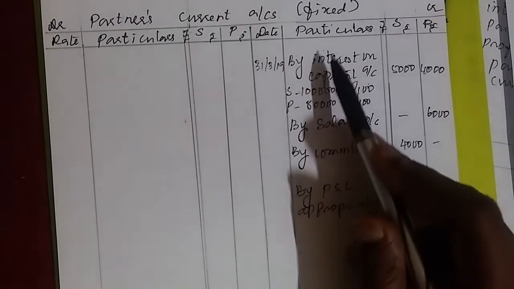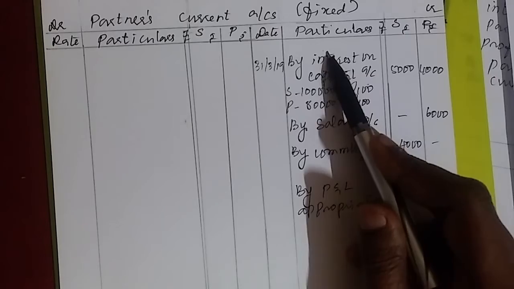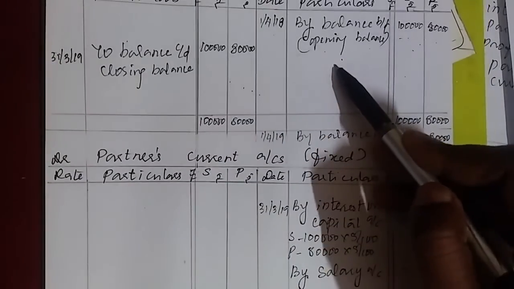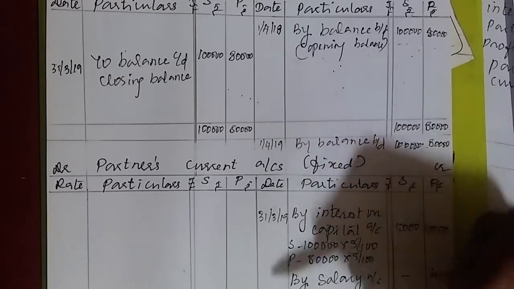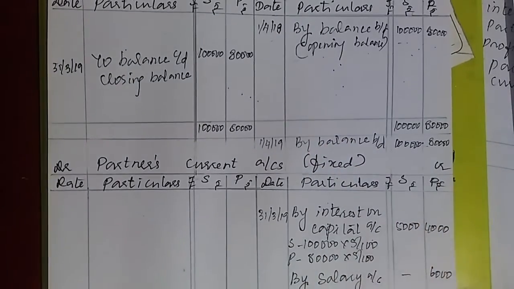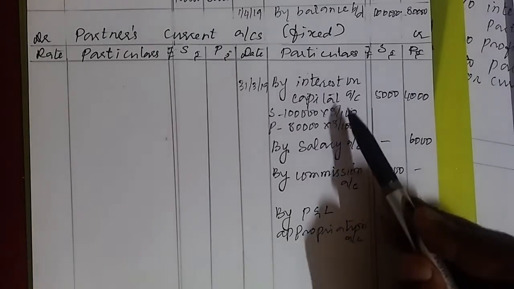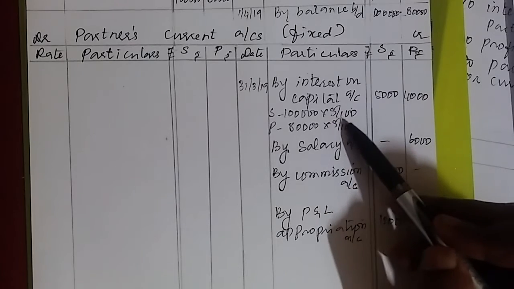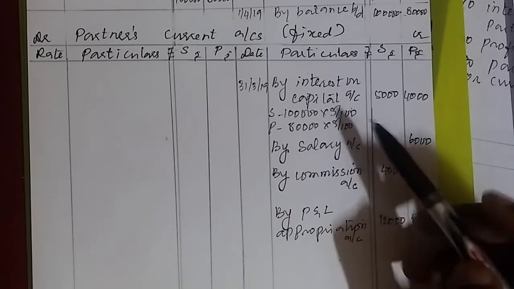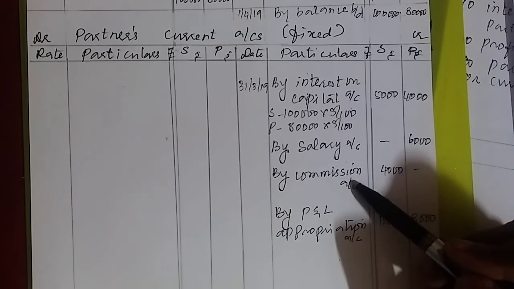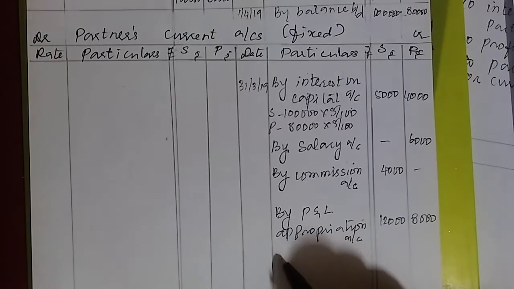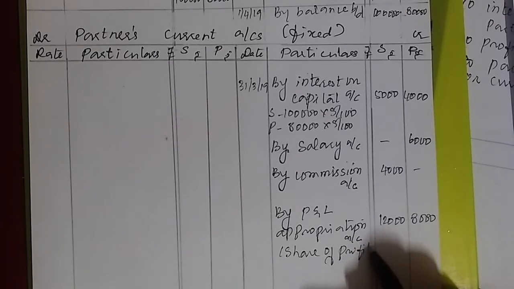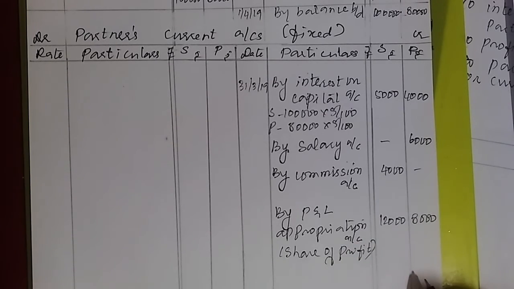Is it clear? I have not written balance because this is current account. We have written the opening balance of capital here in capital account. This is the reason. To do comparison, I am doing it on the same sheet. It's only the adjustment. These are income to the partner, so we show them here on the credit side. What is the first one? Interest on capital. Second one is salary. Next one is commission. Next one is P&L appropriation. This is about profit. Profit is a credit balance, so we should show this on the credit side.